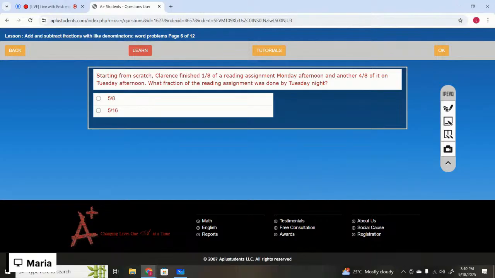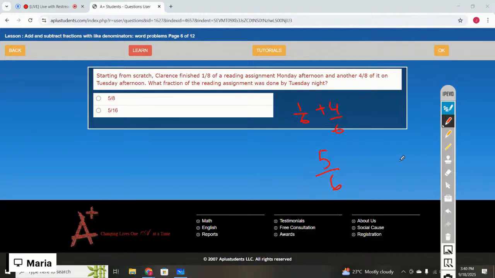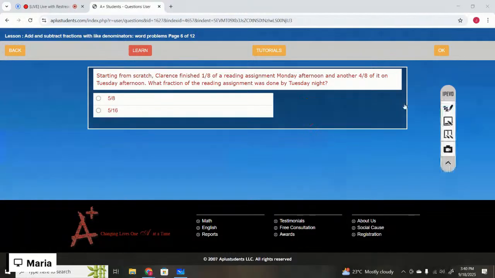Starting from scratch, Clarence finished 1/8 of a reading assignment Monday afternoon and 4/8 of it on Tuesday afternoon. What fraction of the reading assignment was done by Tuesday night? 1/8 plus 4/8 is 5/8. Option number 1 is the correct option. Okay, you can complete the lesson later today.